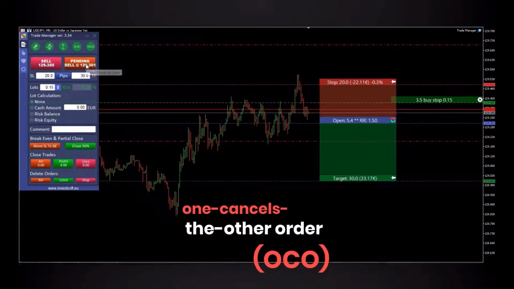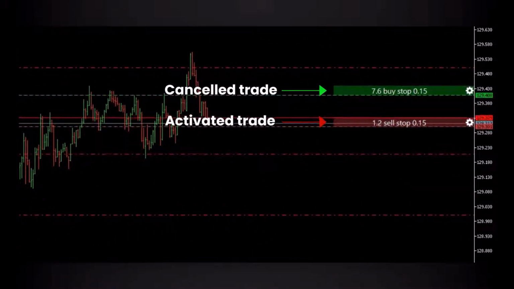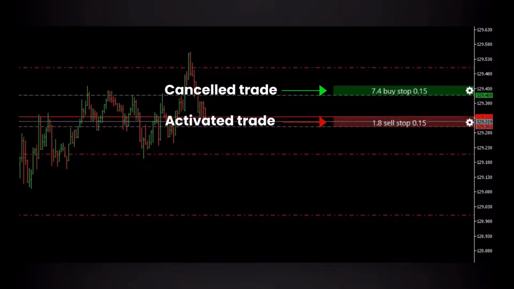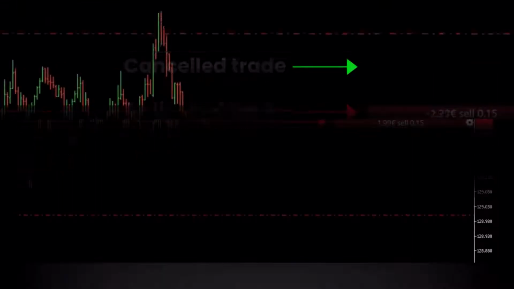One cancels the other order, or OCO. You can set up opposite pending trades, for example, expecting the price to break out of a consolidation. If one of these is activated, the program will automatically cancel the other trade.